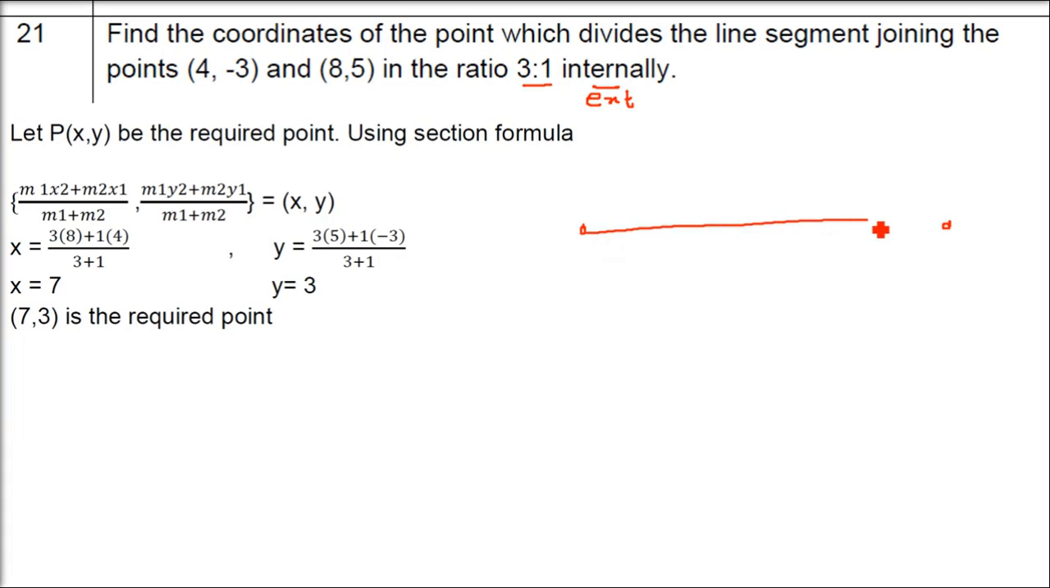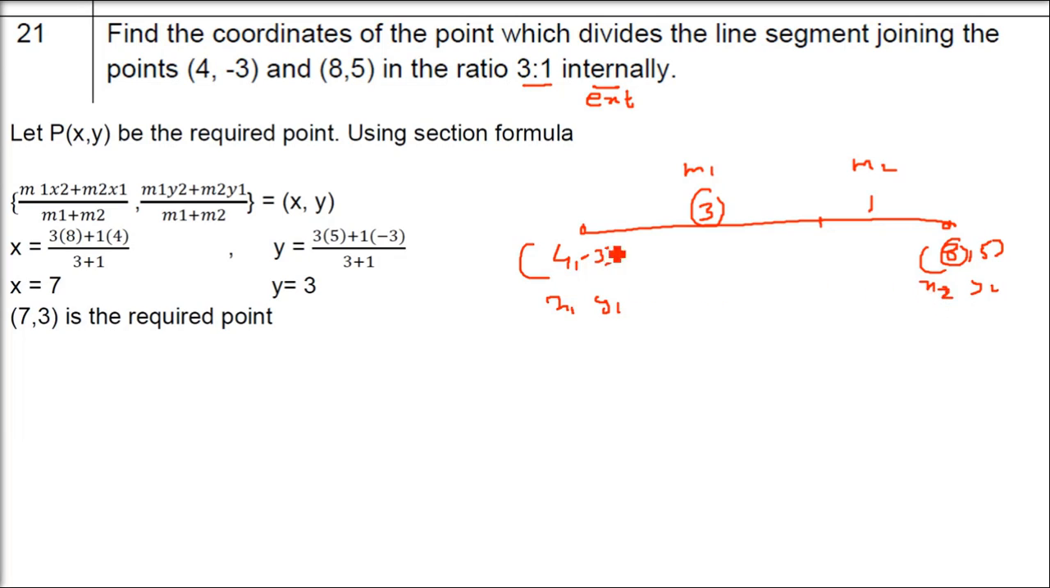So if we have 2 points given here and this is a line, and here it is saying that it is divided 3:1. So 3 part and 1 part like this. Now this point is 4, minus 3 and this point is 8 comma 5. So this is multiplied 3 into 8. So we call it m1 and m2, and this is x1 y1 and this is x2 y2.